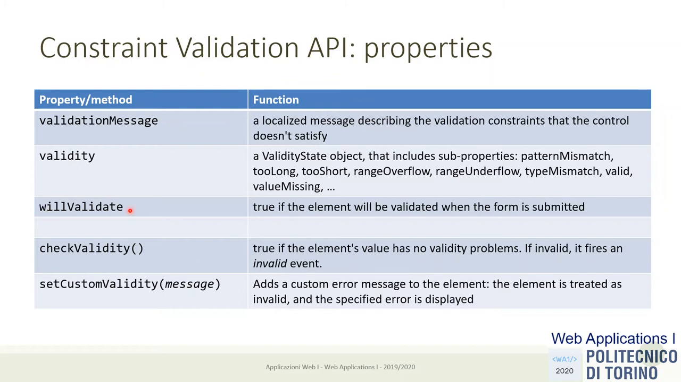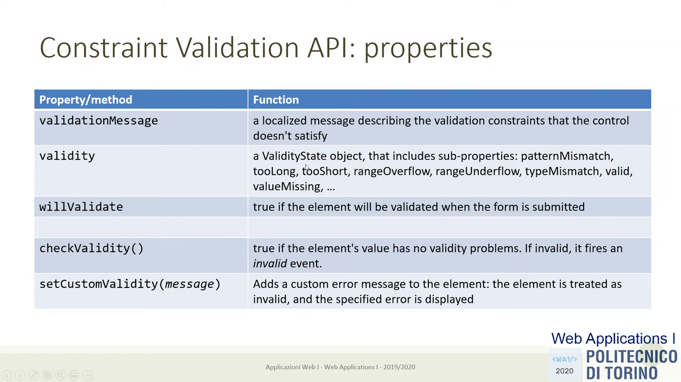Some elements will be validated and some not, and this property will tell you which ones. And you can force the validity check of the element. So the browser will tell you, okay, this element right now is valid or right now is not valid. In particular, invalid events are generated when we are calling this function, if the element is not currently valid. And also there's a validity object, which has a lot of sub-properties that will help us to distinguish the reason why an element is not valid.